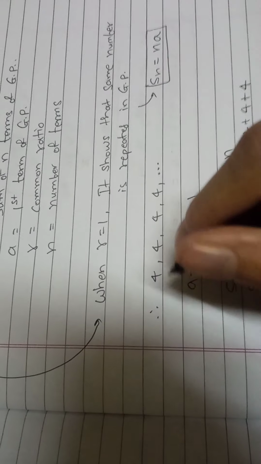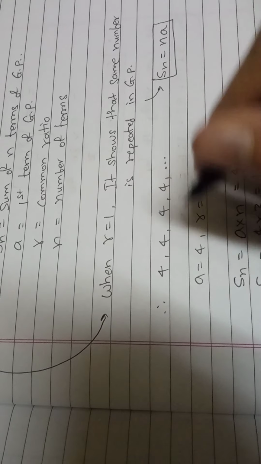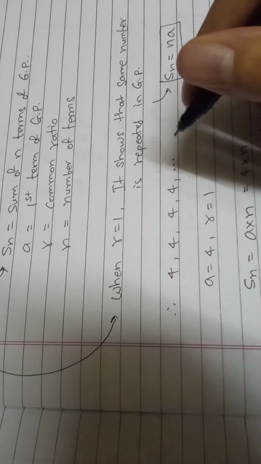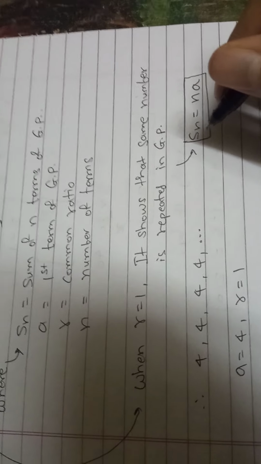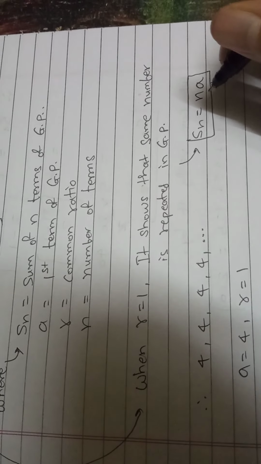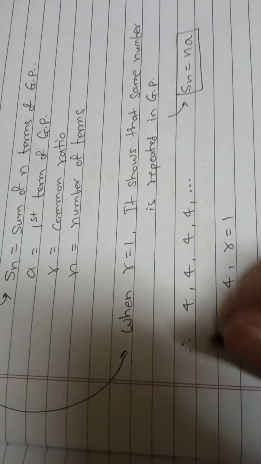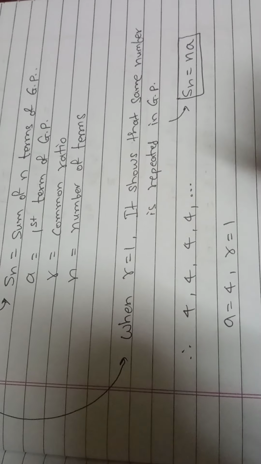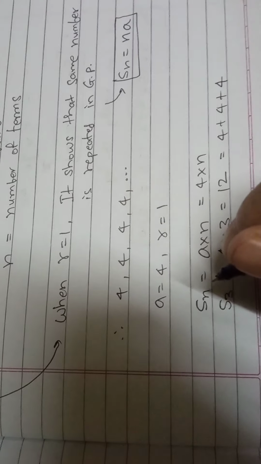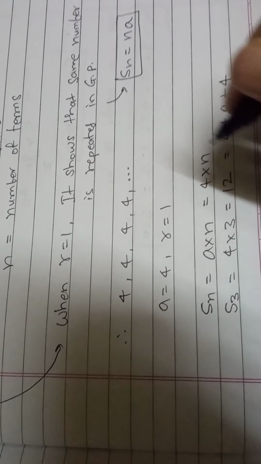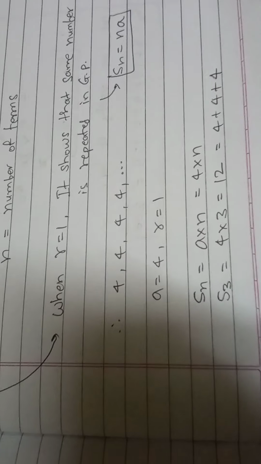R is equal to 1, that is this type of series. Here it can be any number, that is 5, 5, 5, or 6, 6, 6, or 10, 10, 10. Then we can find the summation of n terms by n into a. n is a multiplication factor, and a is the first term, so 4 into the multiplication factor. Here I take an example of the summation of 3 terms: 4 into 3 is 12.